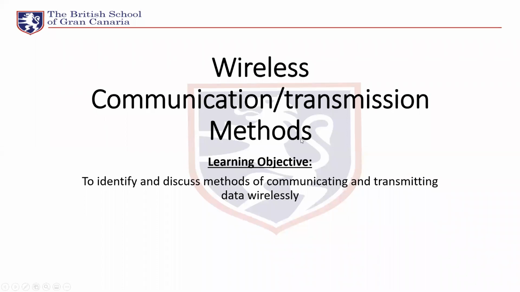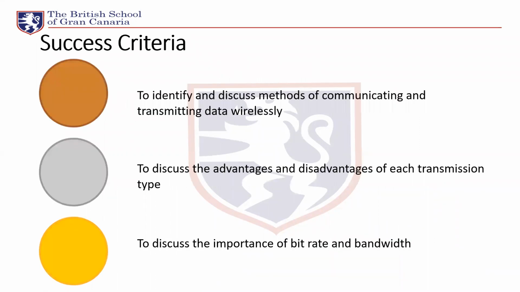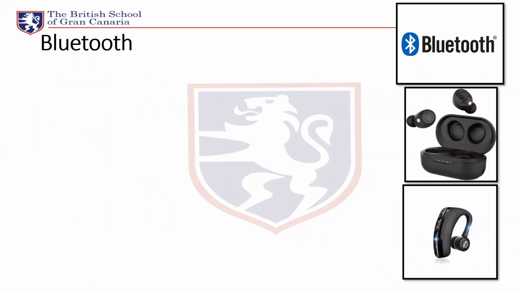Hello, and in this lesson we're going to look at wireless communication and transmission methods. So we're going to identify and discuss the methods of communicating and transmitting data wirelessly. Right, so for Silver, you need to discuss the advantages and disadvantages of each transmission type, and then you need to discuss the importance of bit rates and bandwidth.